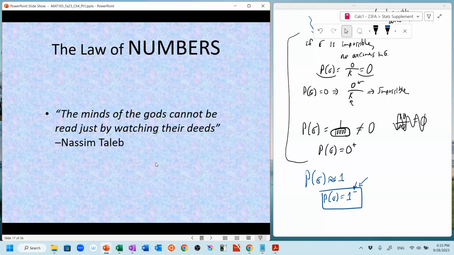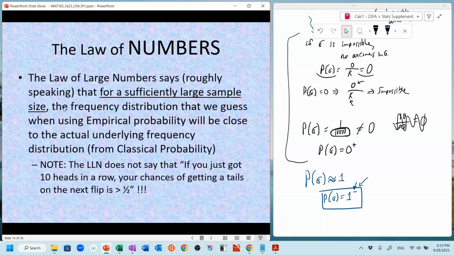So that's the huge caveat of the law of large numbers: for a sufficiently large sample size. The mathematical theorem says that this idea is true in the limit as n goes to infinity, as the sample size goes to infinity. But practically speaking, of course, we're never dealing with infinitely large samples. So practically speaking, what's a big enough sample size that we're confident that the frequency distribution we guess is close to the actual underlying distribution? That is not an easy question to answer.